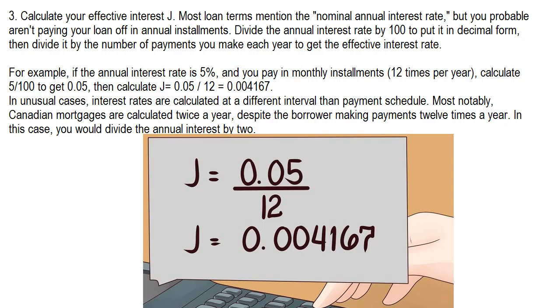5/100 to get 0.05, then calculate J equals 0.05/12 equals 0.004167. In unusual cases, interest rates are calculated at a different interval than the payment schedule. Most notably, Canadian mortgages are calculated twice a year, despite the borrower making payments 12 times a year. In this case, you would divide the annual interest by 2.